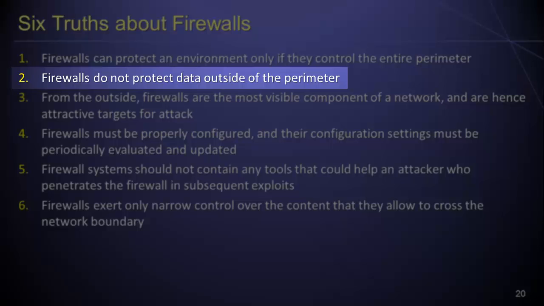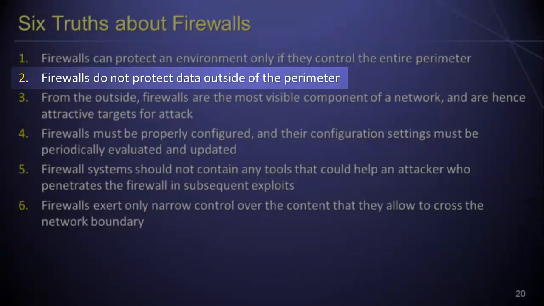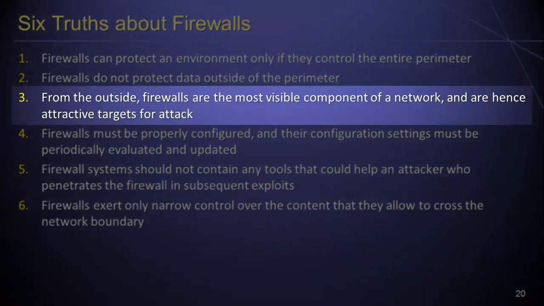Second, firewalls do not protect data that are outside of the network perimeter. Once data have traveled beyond the boundary of the network, they are no longer under the control or protection of the firewall. Third, as viewed from the outside, firewalls are the most visible component of a network and are hence attractive targets for attack. In a well-designed network architecture, firewalls are often the only visible hosts that can be seen by a malicious party who is outside of the network. In these situations, the firewall thus represents the only point of attack.